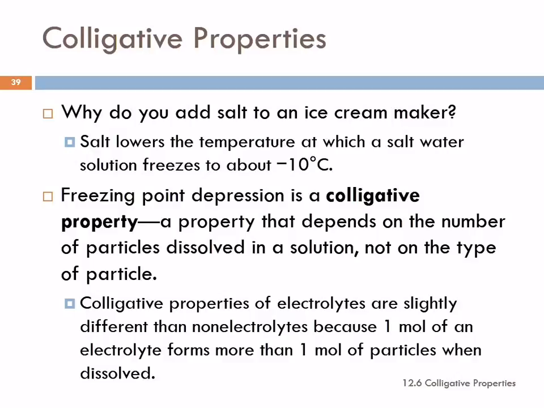Colligative properties of electrolytes are going to be slightly different than non-electrolytes because electrolytes separate into multiple particles. So 1 mole of an electrolyte, like sodium chloride, is going to make 2 moles of particles. 1 mole of calcium chloride is going to make 3 moles of particles because it separates into calcium and 2 chloride ions. Whereas if you have something like sugar, which dissolves in water just fine, 1 mole of sugar makes 1 mole of particles.